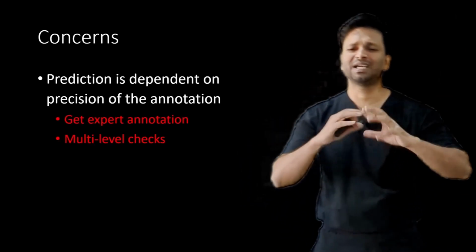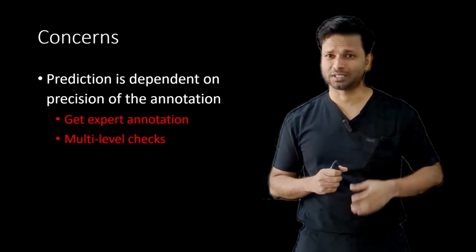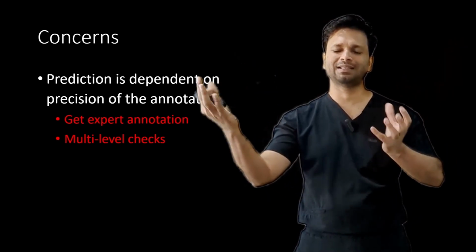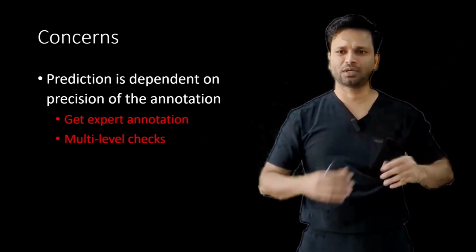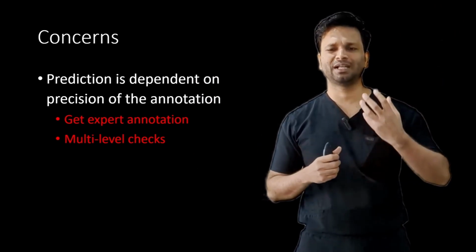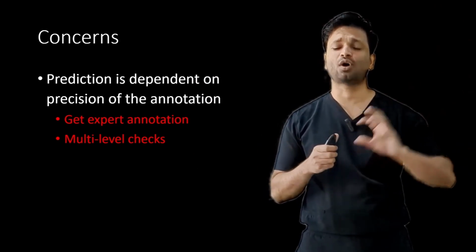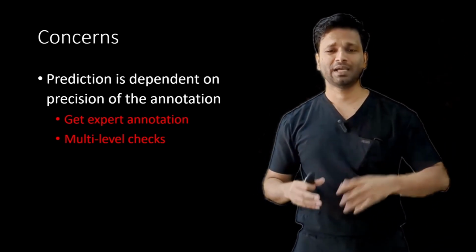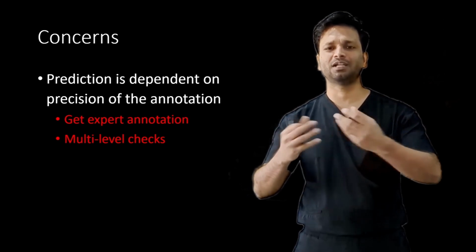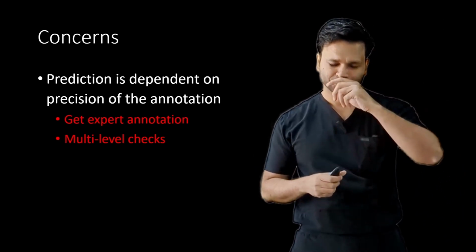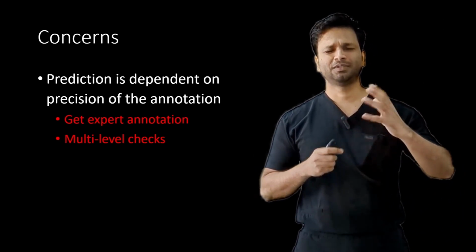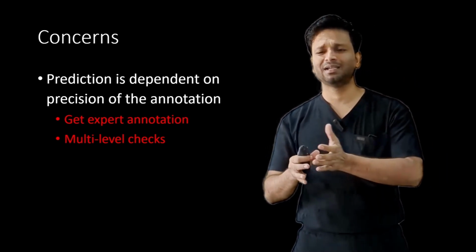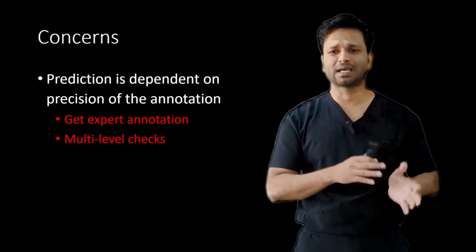Then the last thing: predictions depend on precise annotation. As I told you earlier, while training the AI, we have to show it the object. If the AI gets data that is wrongly annotated, that is wrongly marked, it is going to learn the wrong thing. It might recognize cervical abrasion as caries. So to get a precise AI, you need precise annotation.